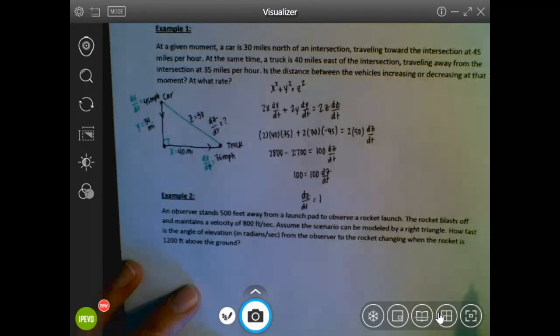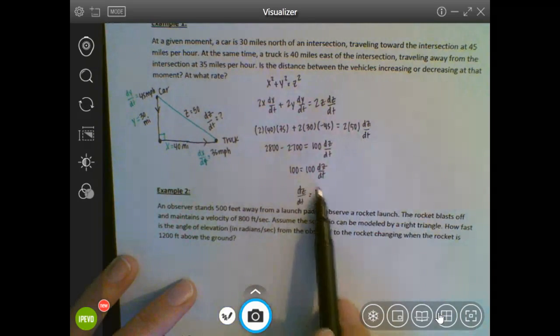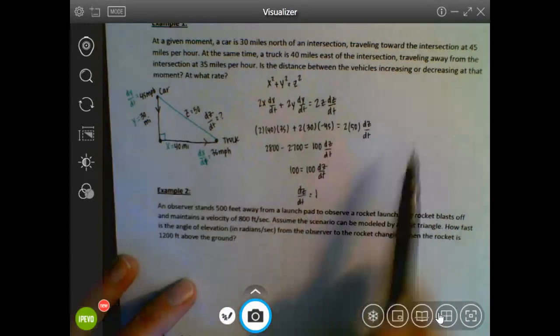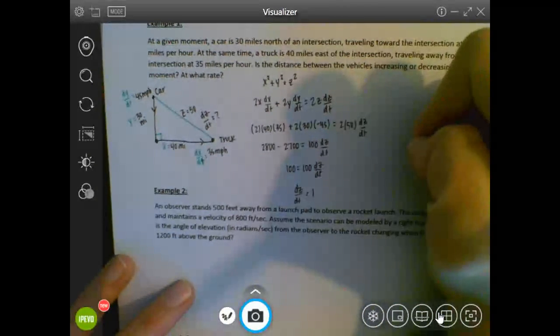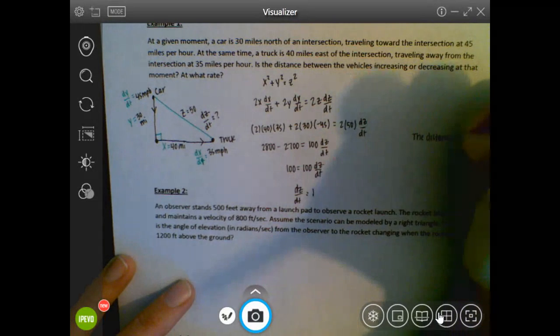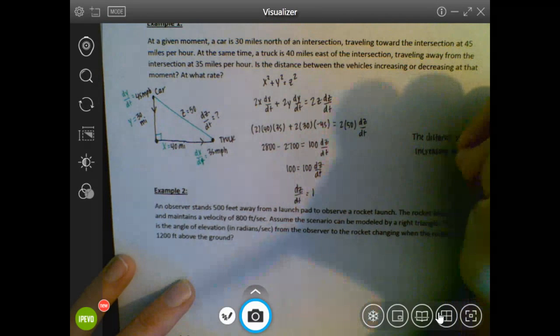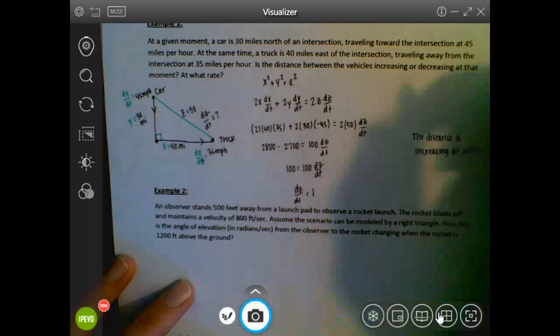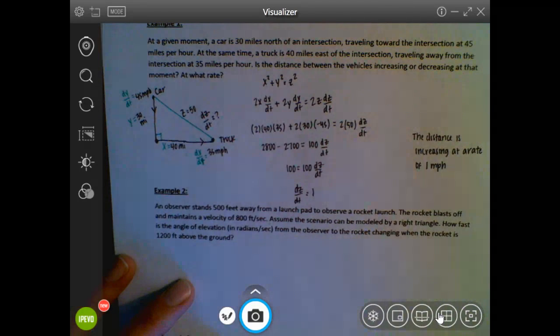And it's asking us two things. Is the distance between the vehicles increasing or decreasing? Well, since this rate of change is positive, we know that the distance between the vehicles is increasing, and I know that it's going to be at a rate of 1 mile per hour.